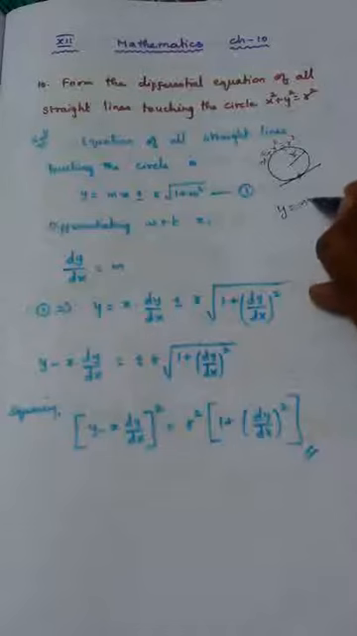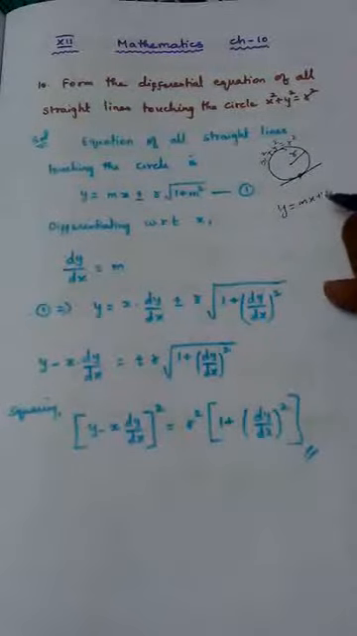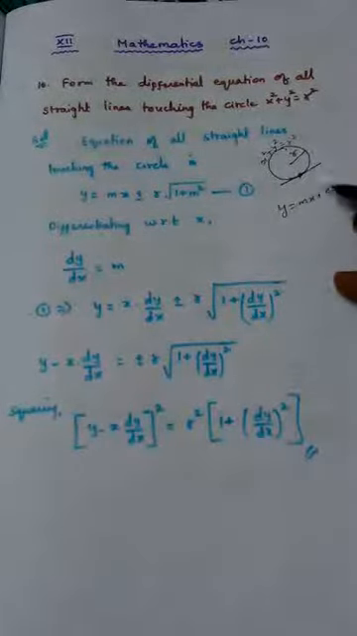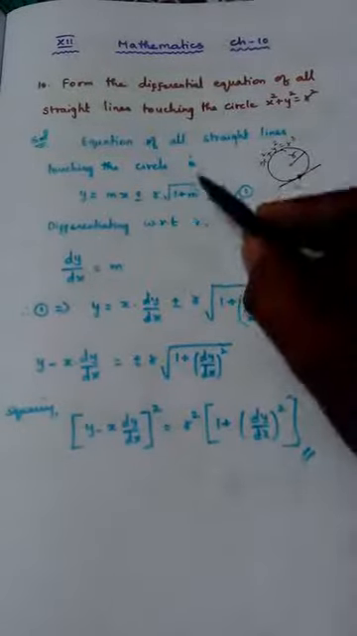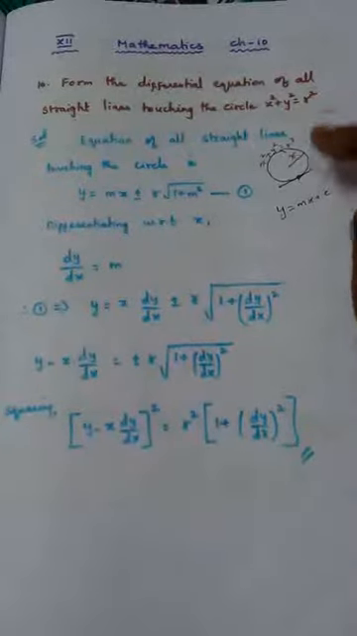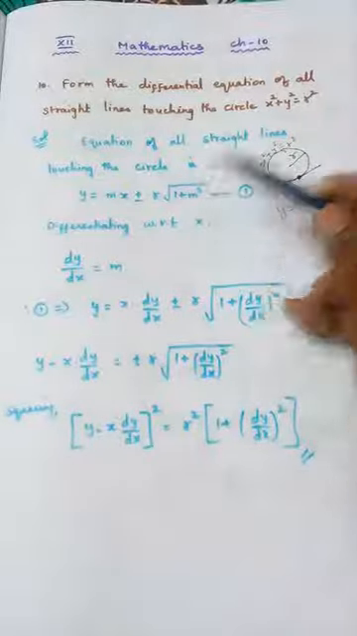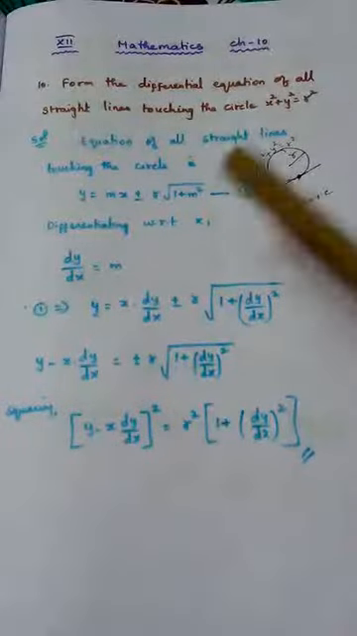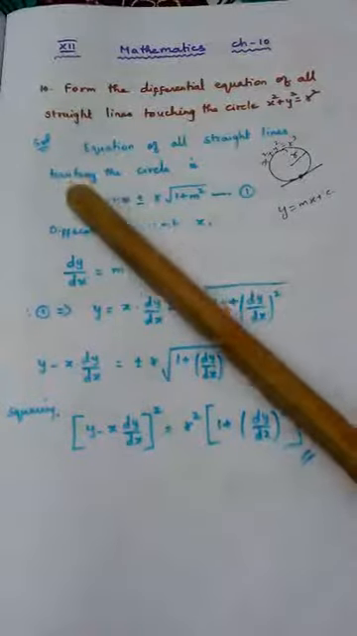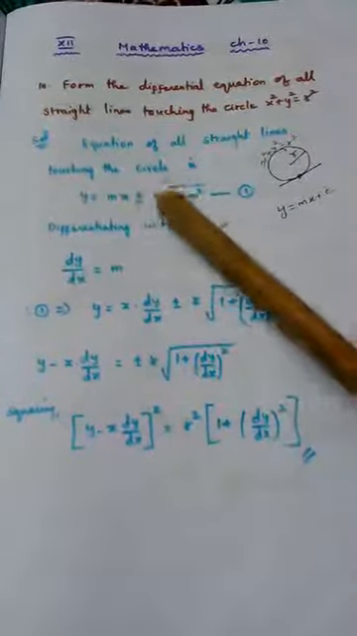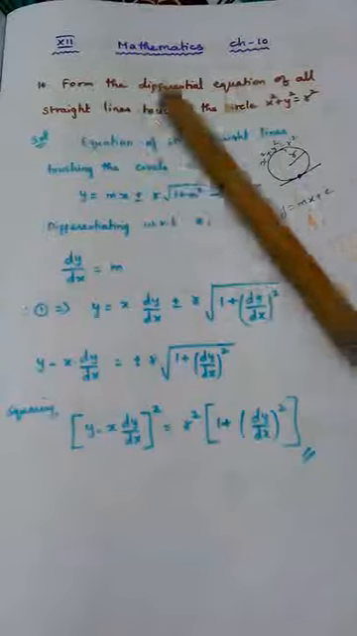Actually a straight line equation is of the form y is equal to mx plus c. If a straight line wants to be a tangent to the circle, then the c value is given by a into root of 1 plus m square. In this problem, a means radius, here r is given as radius, so in place of a we are writing r. So r into root of 1 plus m square. So this is the equation of straight line which touches the circle. What we need is a differential equation.